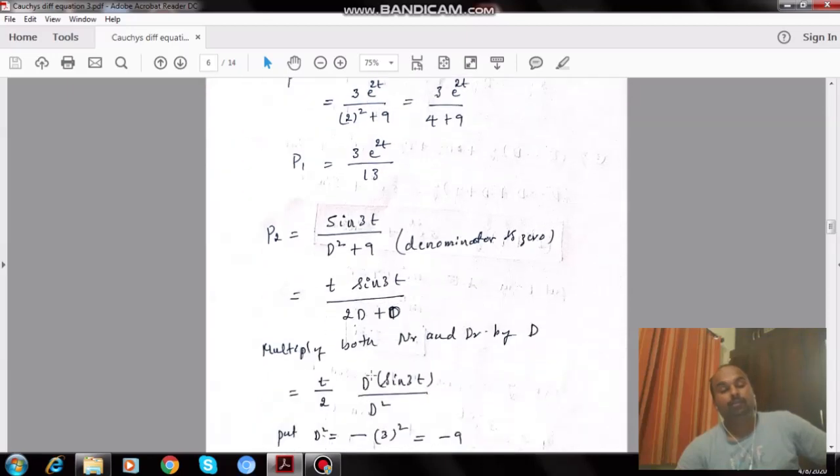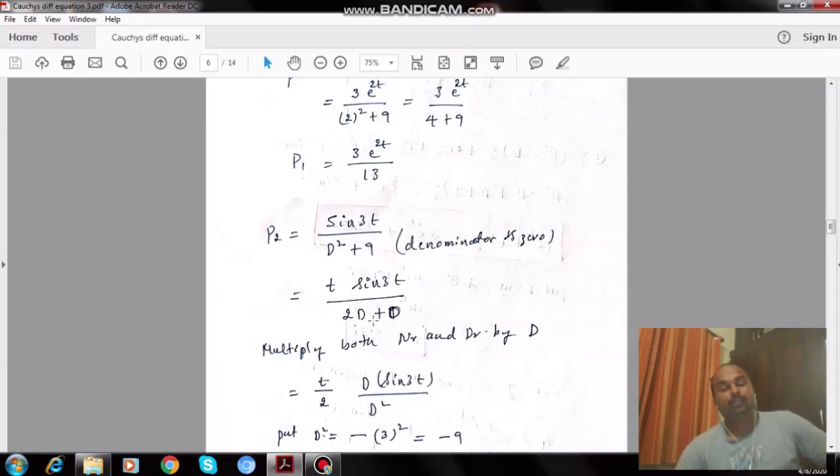Now you take P2, that is sin 3t by D square plus 9. Whenever we have a sin at or a cos at, we always substitute D square equals minus a square. So sin 3t means we should substitute D square equals minus 9. When you substitute D square equals minus 9, the denominator becomes 0. So therefore you should write a t in the numerator and differentiate the denominator. D square derivative will be 2D, derivative of 9 will be 0.